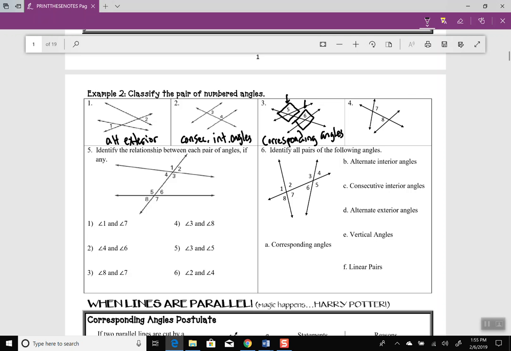And then 7 and 8, again, you squish the parallel lines, lines that could be potentially parallel. They obviously are not. But 7 and 8 would be alternate interior angles. So they're on the inside because they get squished, and because they're on opposite sides, those are alternate interior angles.